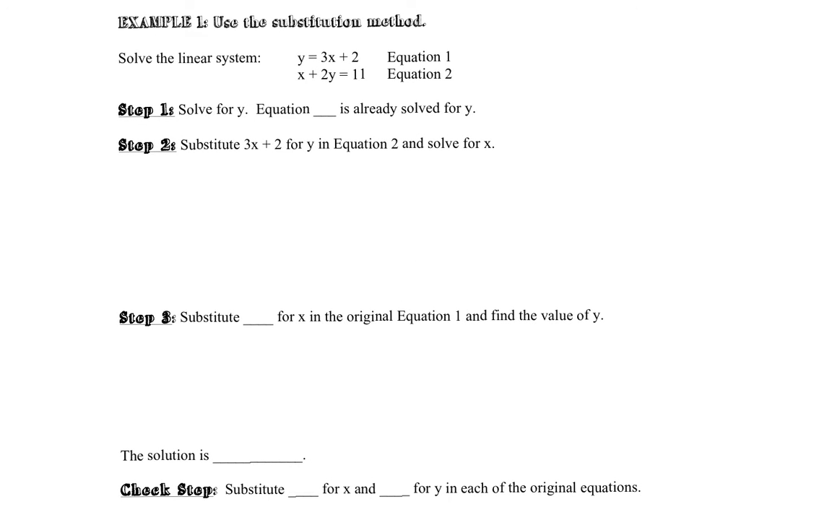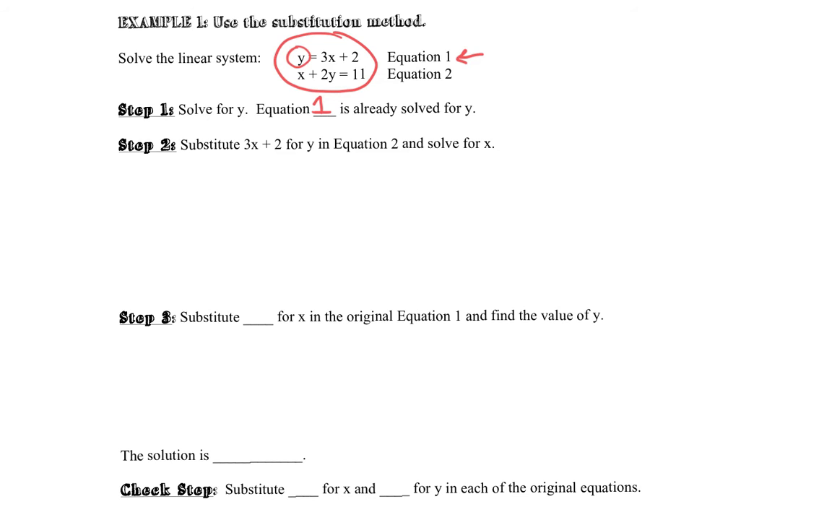Here you can see our two equations. Now, in this example, step 1 is already done for us because if you notice, in equation 1, the y is already by itself. So equation 1 is already solved for y. We have isolated that variable. You see it right there. We didn't need to do anything. So we can jump straight to step 2.